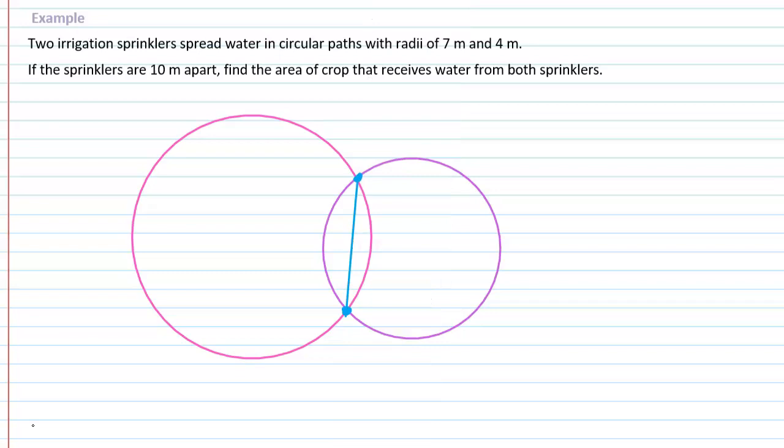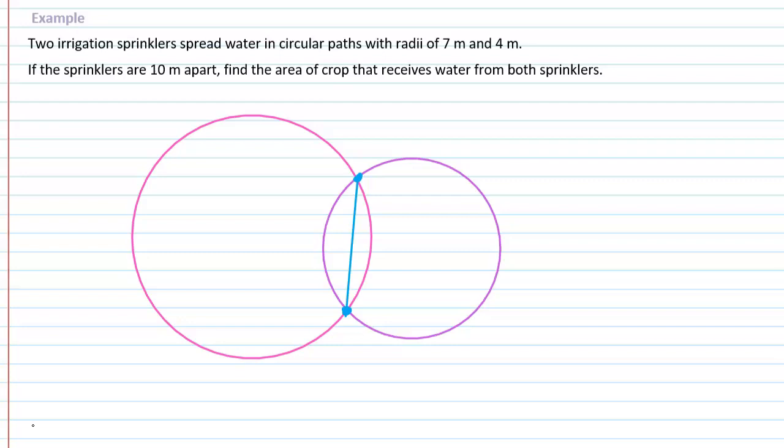And then hopefully you can see that this shaded area here is a segment due to the purple 4 metre radius circle. And then we've got this segment here that is a segment due to the pink circle being bounded by that blue chord that we've drawn in there. So what we have is two segments here. And to be able to find the area of these two segments, we're going to have to find the angle that's subtended by this chord.